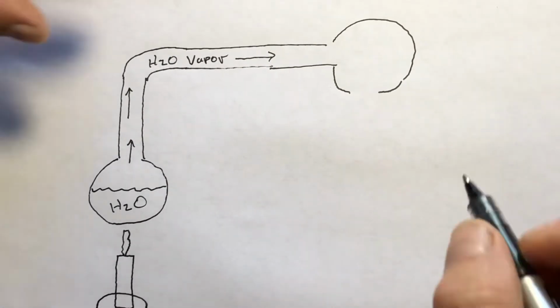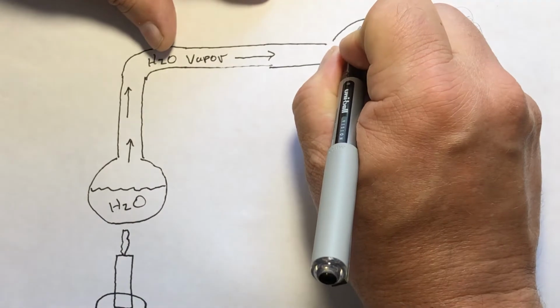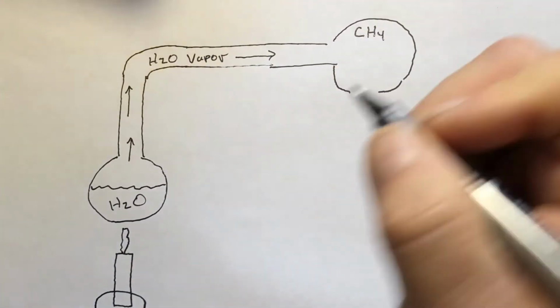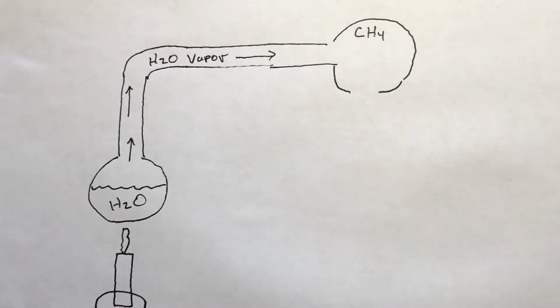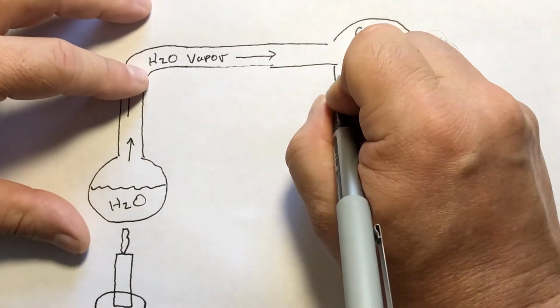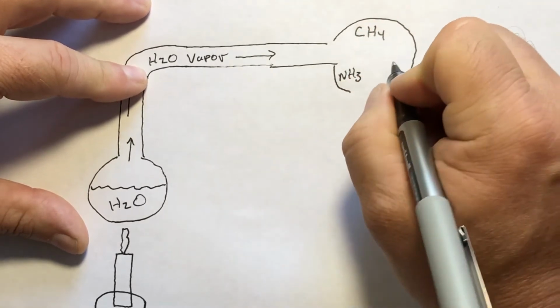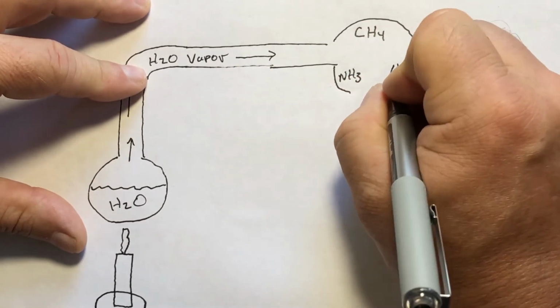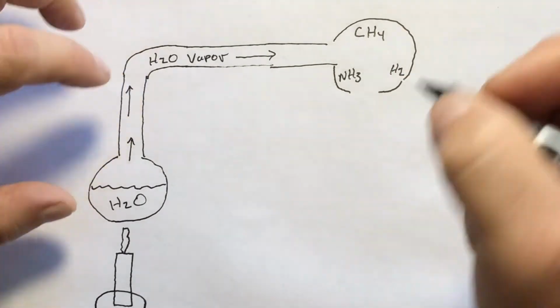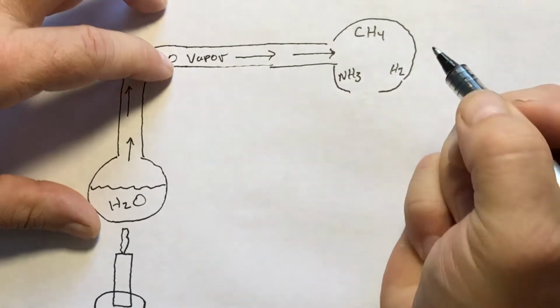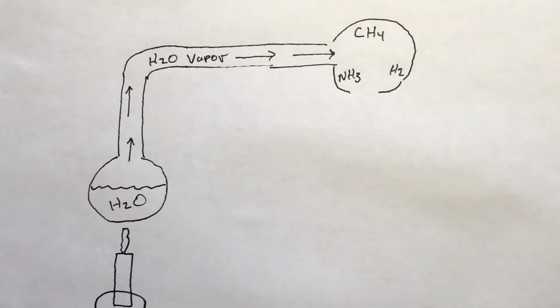So what he put in this portion of the model were the gases that we think were in the Earth's primitive atmosphere, which was methane, among others, ammonia, and then a very important one, hydrogen. Okay, so essentially this is Miller's analogy of the reducing atmosphere.